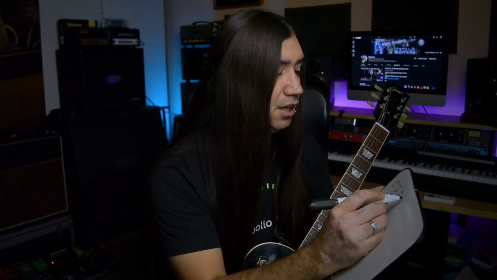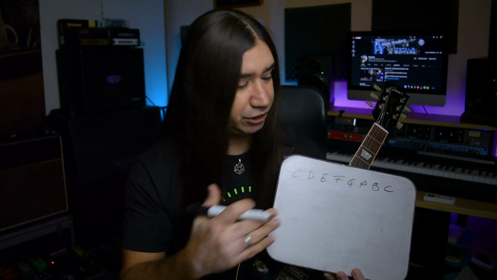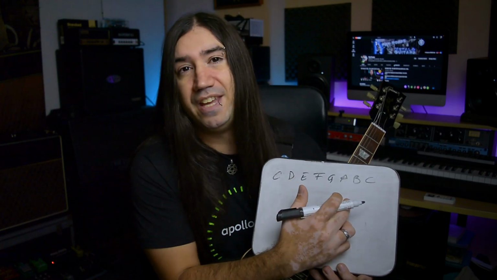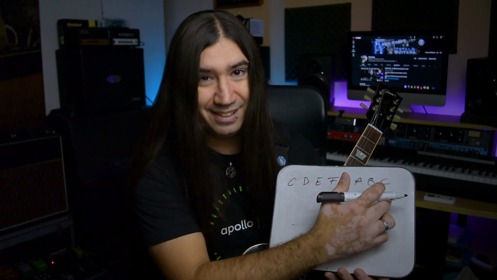D, E, F, G, A, B, and C. You should know that by memory at this point. It doesn't have any sharps and it's alphabetical. It starts on the C and it goes all the way up to the G and then it starts over at the A again. So it's C, D, E, F, G, A, B, C, right?